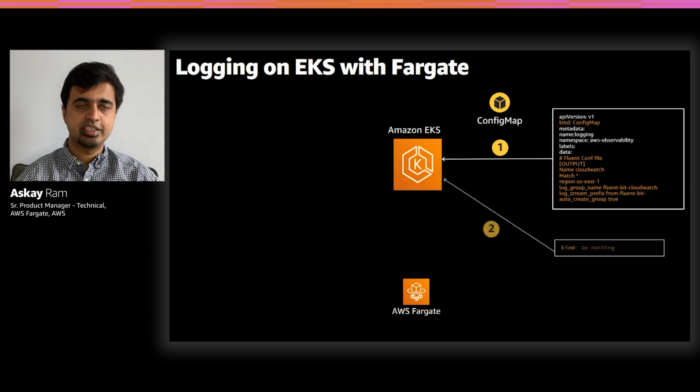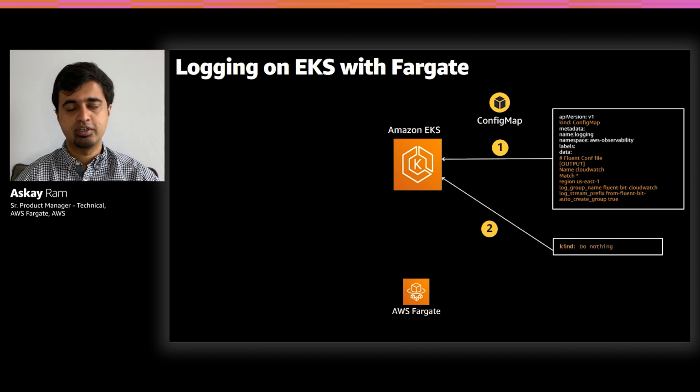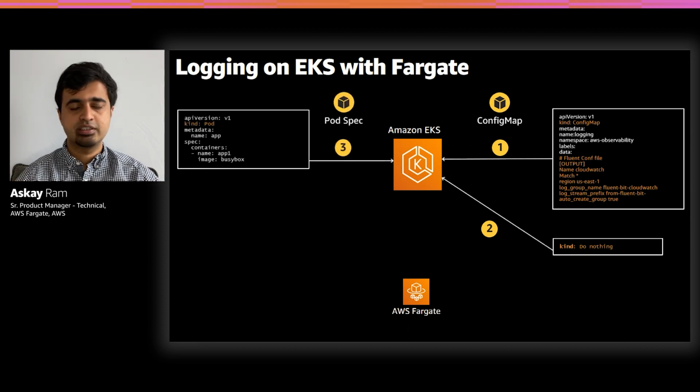The second step is the daemon set. It's completely now baked into the Fargate data plane, so you can skip this step. The third is the pod spec. The pod spec is nothing changes. Developers want their logging to work. They don't care if they're running on EC2 or Fargate. It should all just work. And the pod gets scheduled onto Fargate.